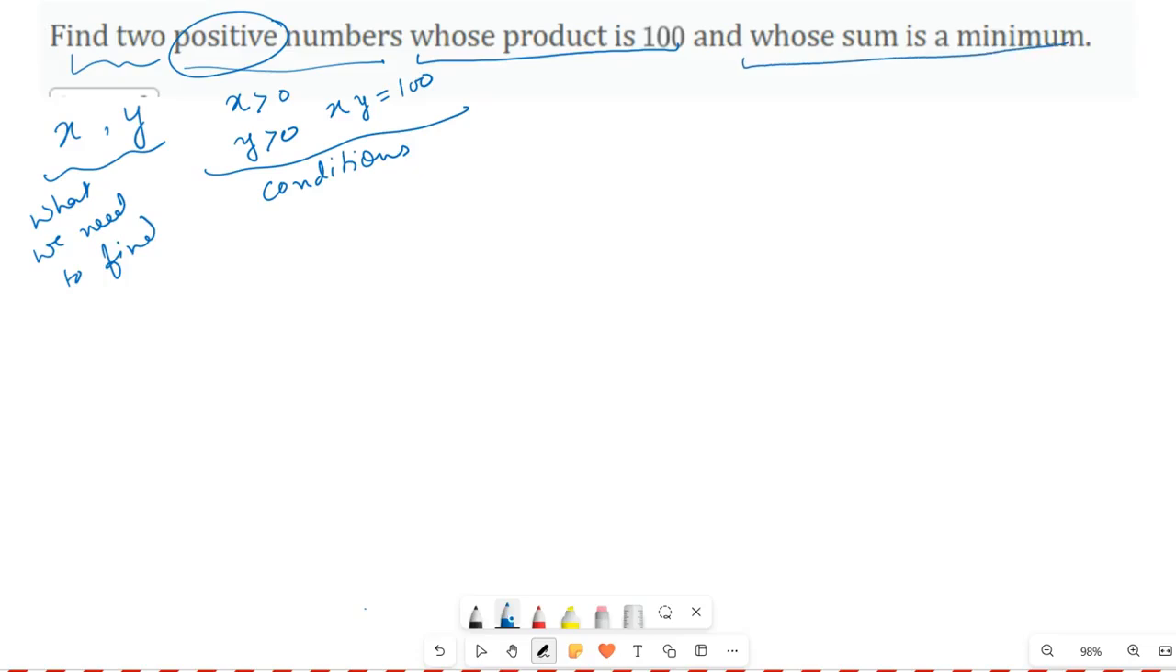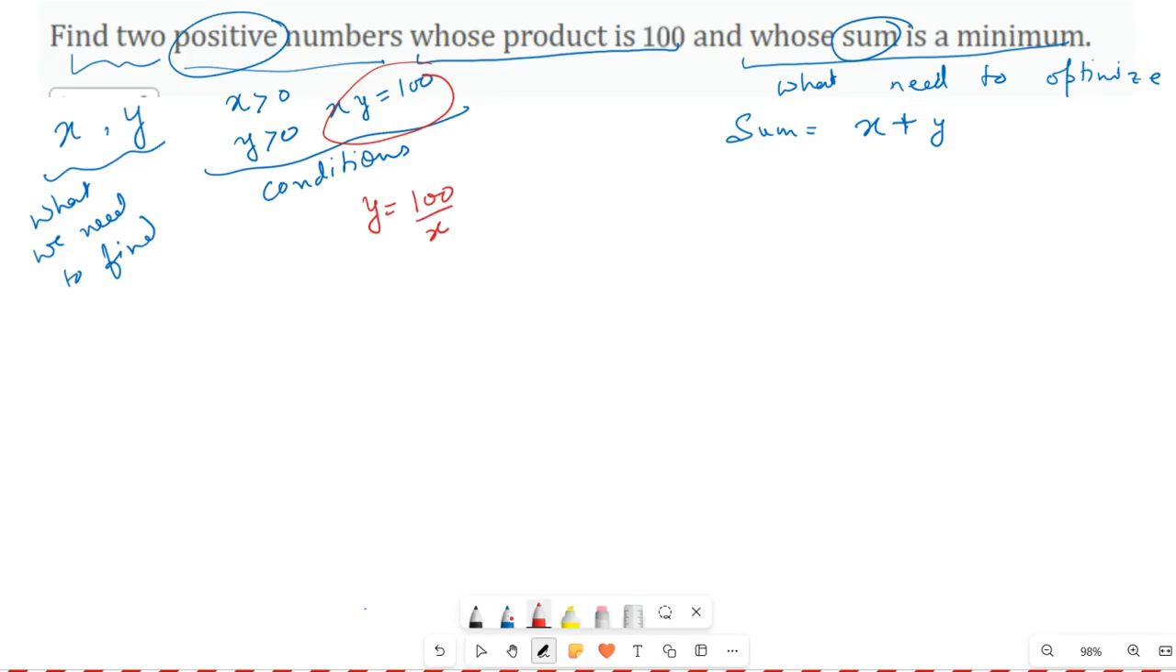Whose sum is minimum. So what we need to optimize here is to minimize the sum. So sum should be equal to what? The sum of these two numbers should be equal to x plus y. Using the condition, we can find that y is equal to 100 by x. We put that here in place of y. That means my x plus, in place of y, is 100 by x. This is the sum I need to minimize.